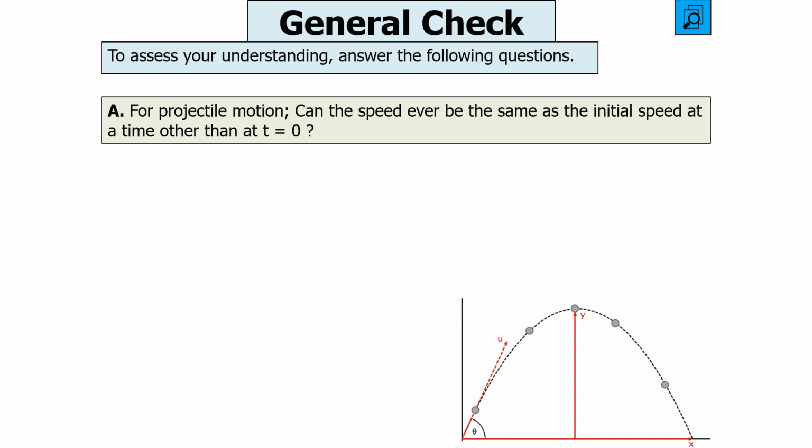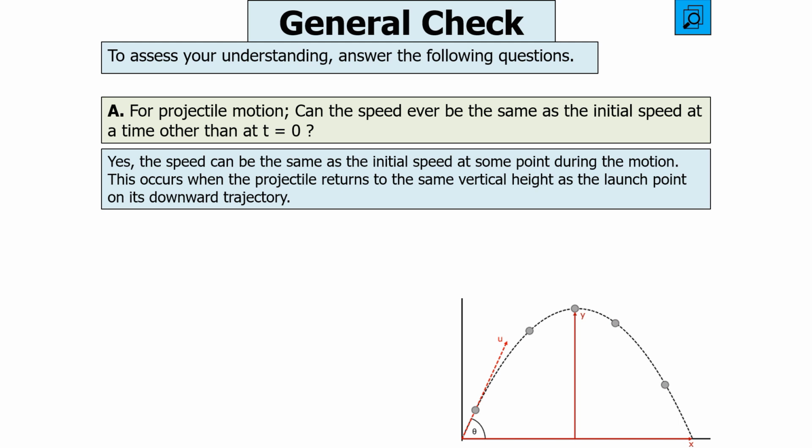For projectile motion, can the speed ever be the same as the initial speed at a time other than t equals 0? So pause the video now, then unpause the video when you want to go through your answer. Yes, the speed can be the same as the initial speed at some point during the motion. This occurs when the projectile returns to the same vertical height as the launch point on its downwards trajectory.